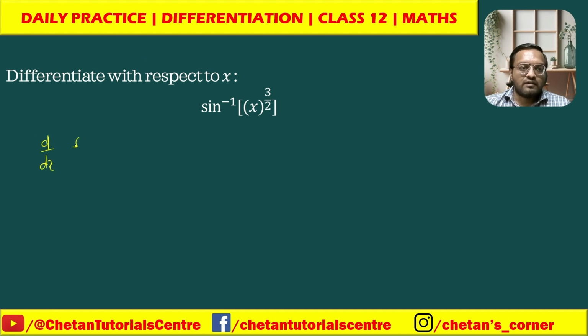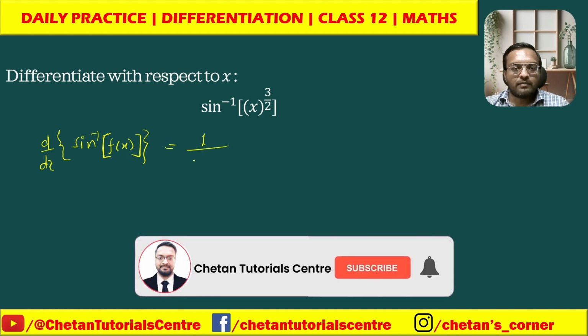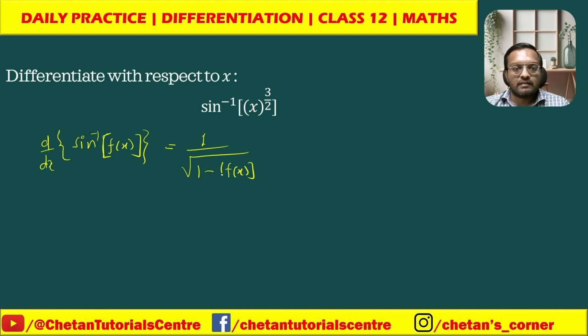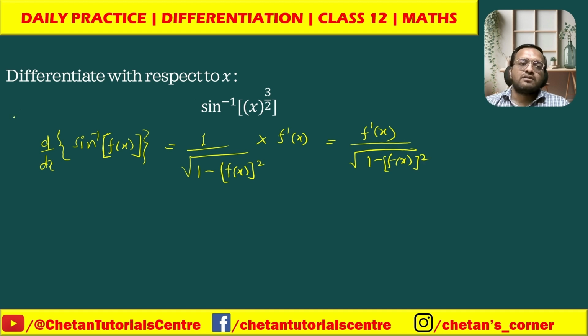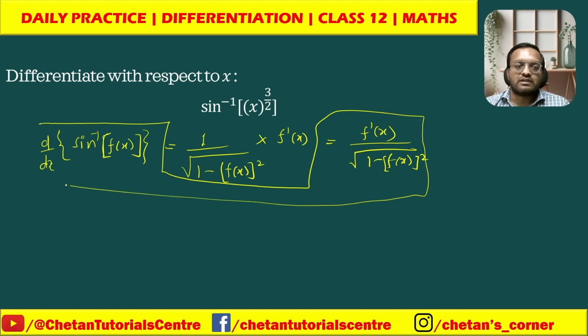Derivative of sine inverse of f of x is equal to 1 upon under root of 1 minus f of x bracket square multiplied by derivative of f of x, that is f dash of x. So on simplifying this, what I will get? f dash of x divided by under root of 1 minus f of x bracket square. So this is the formula that we will be using to solve this question.